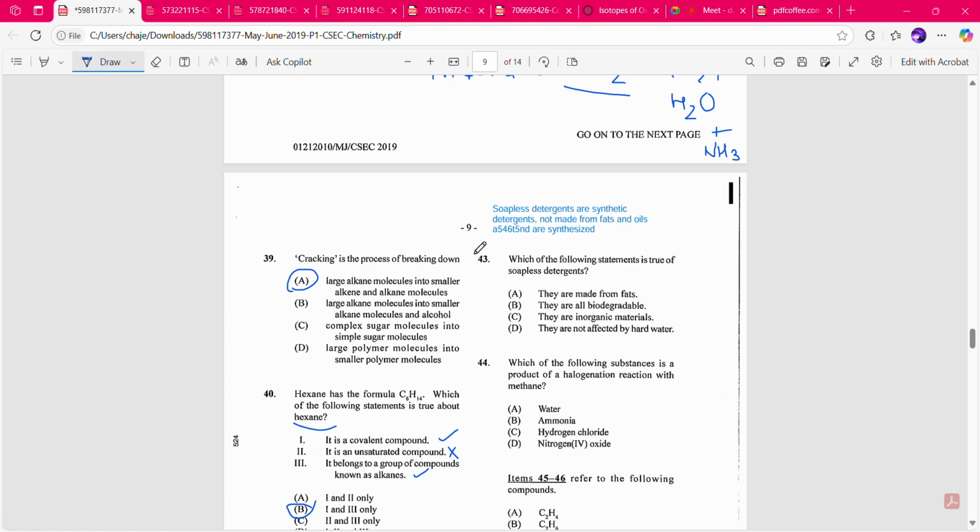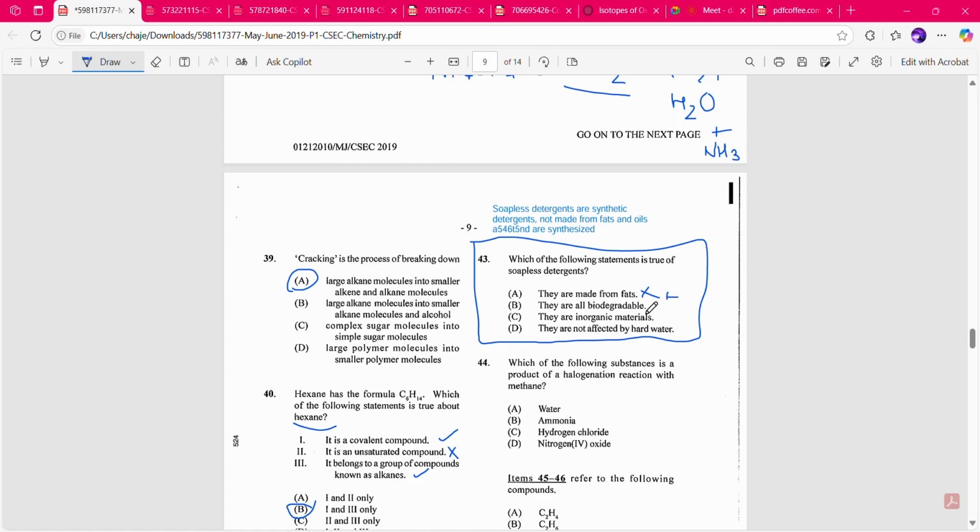Guys, I'm gonna fact check this one, because we just read the textbook and we saw that they are made from fats. Sorry, they are not made from fats. Right, that is true. The following statement is true of soapless detergents. Soapless detergents are made from fats. That is false.